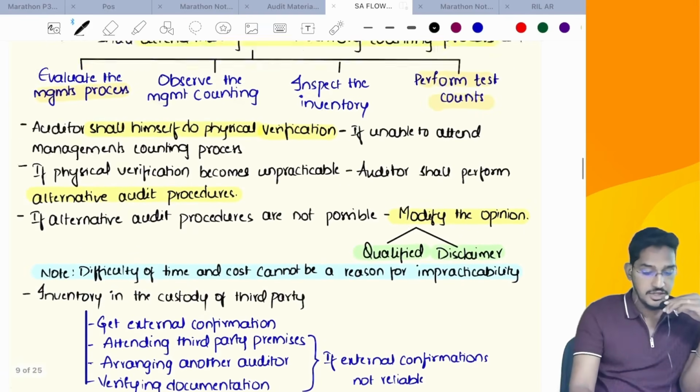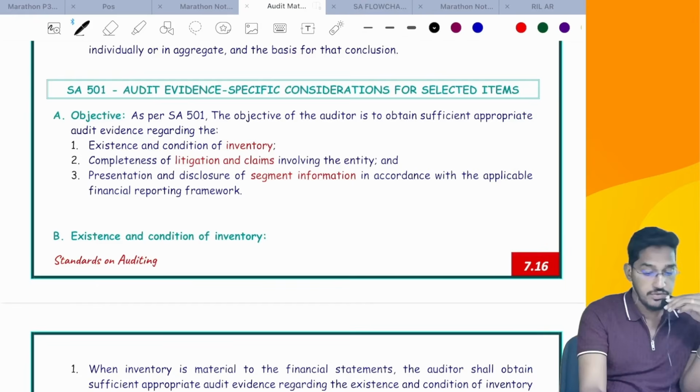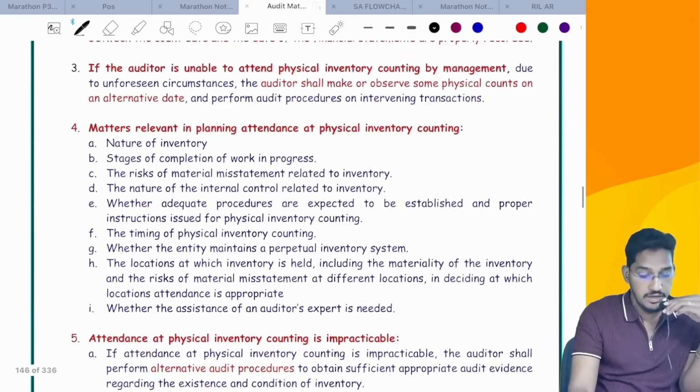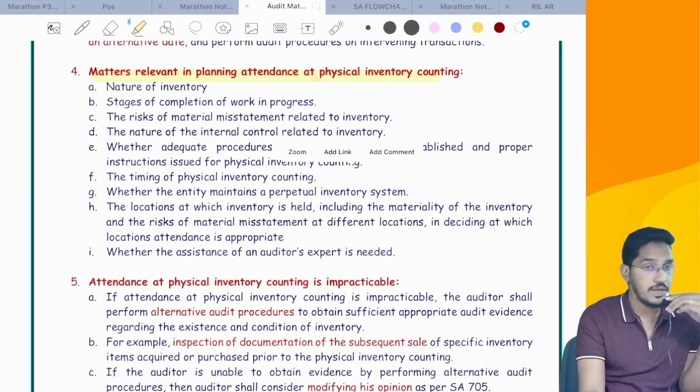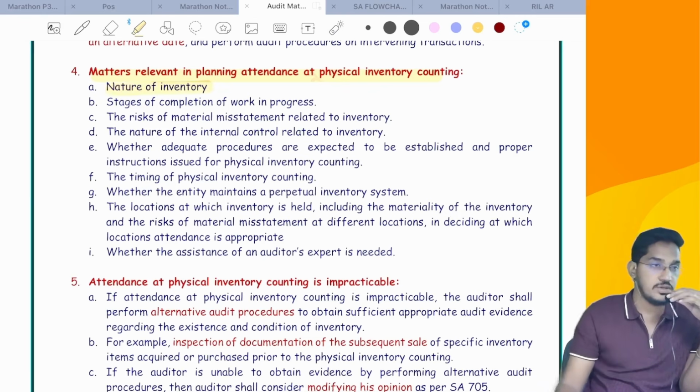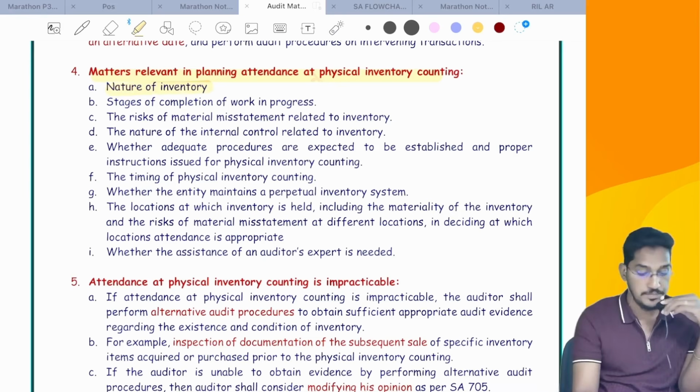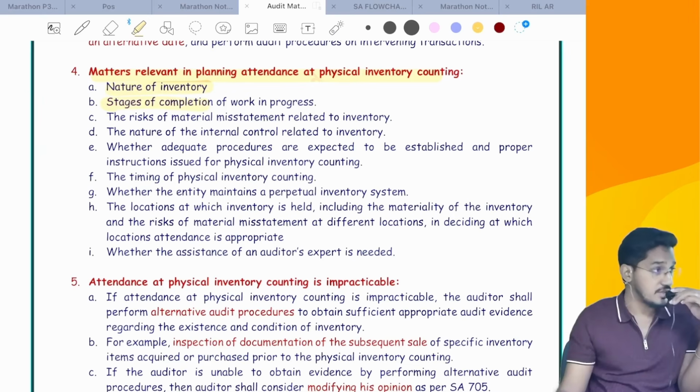Next. In addition to that, they say one more thing. When you go and attend the inventory counting process, there are some matters to which you have to pay attention. What are the matters relevant in planning attendance at physical inventory counting? You have to pay attention to the nature of inventory. Is it work in progress, finished goods, or raw material? If it is work in progress, what is the stage of completion? 30%, 50%, 60%? You have to pay attention to that.